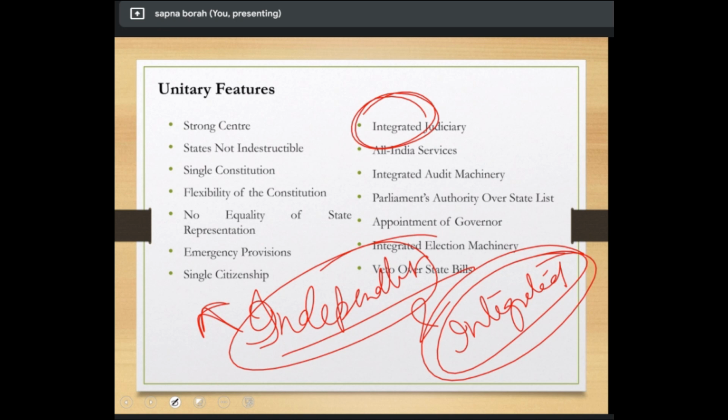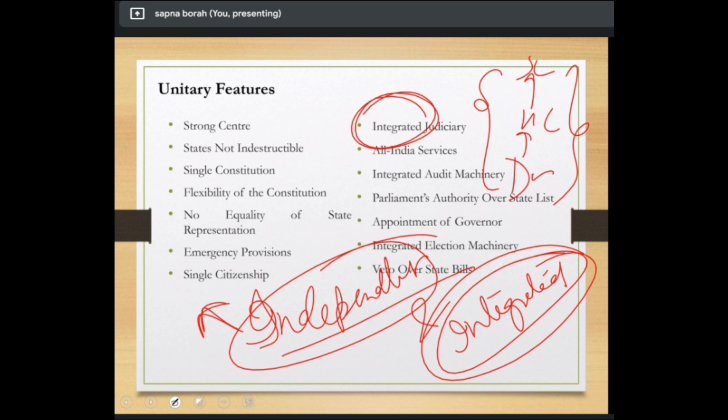Let us see, in a unitary integrated system, the district courts, the high court, till the supreme court, the entire judiciary follows the same kind of law making process. It is not that the Supreme Court reads a different constitution or a different law book while the High Court reads another.